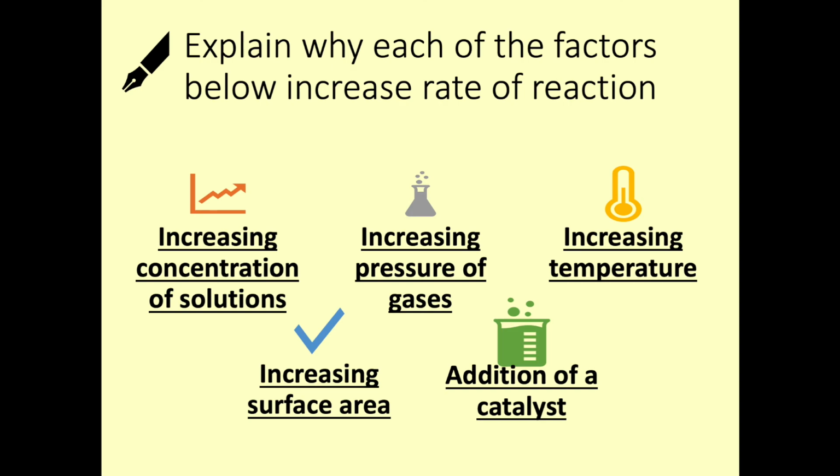So what I'd like you to do is, on your worksheet, there are sections for each of these 5 factors. Can you explain why each of those factors increases the rate of reaction?